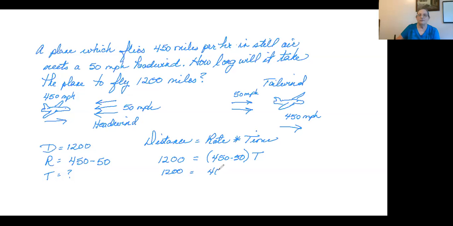So that's 1,200 equals 400t, divided by 400. So the time t is 3, and because we're talking about miles per hour, it takes 3 hours.